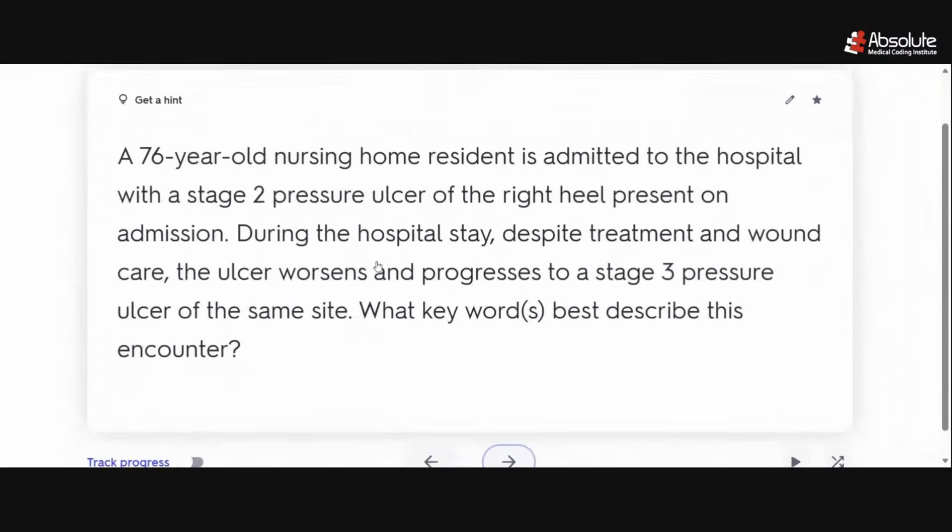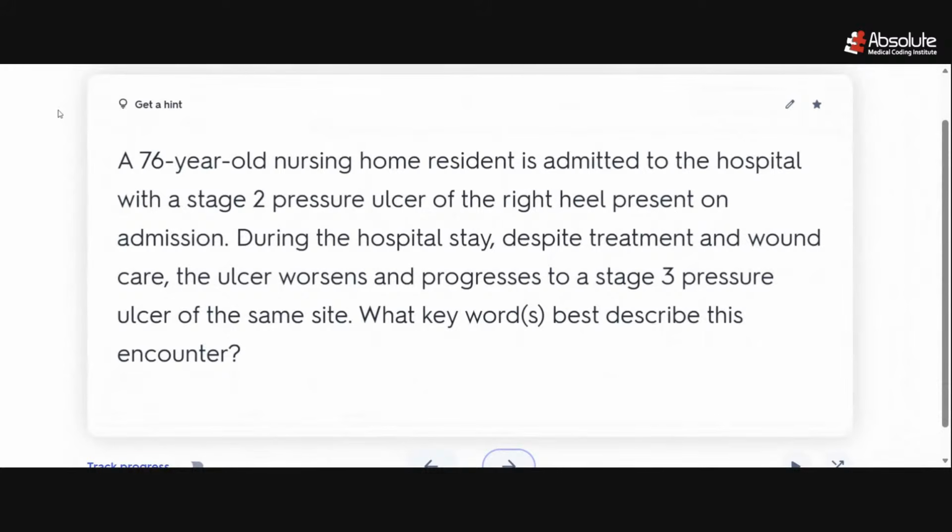So here is our second scenario. A 76-year-old nursing home resident is admitted to the hospital with a stage 2 pressure ulcer of the right heel present on admission, or POA. During the hospital stay, despite treatment and wound care, the ulcer worsens and progresses to a stage 3 pressure ulcer of the same site. So what keywords are we taking out of this encounter to find our guideline and to find our codes eventually? I will give you guys about a minute. Let me know in the chat.